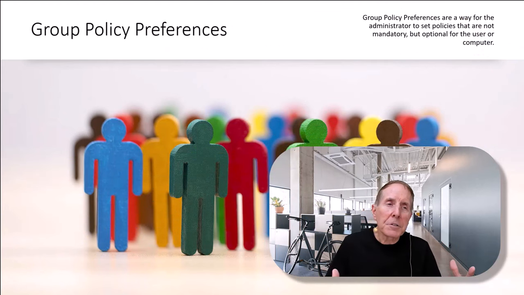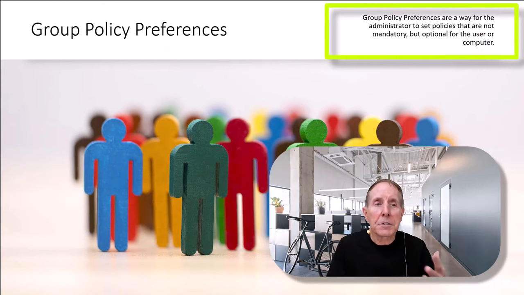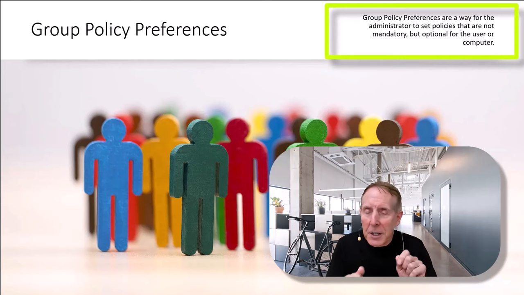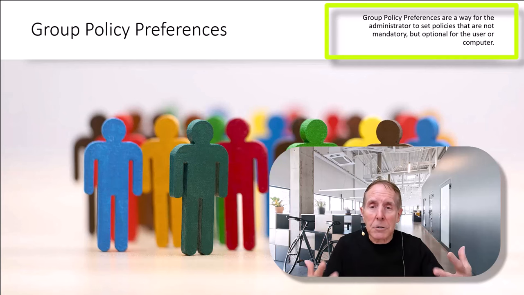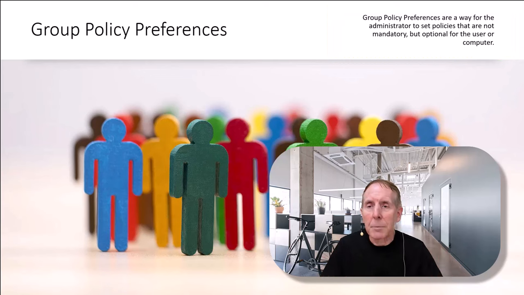Group policy preferences are a way for an administrator to set policies that are not mandatory. The user can change them. In other words, they may launch a software package and it has a certain look and feel, or Windows has a certain look and feel. If it's a group policy preference, they can actually go in there and change it. If it's a group policy, they're most likely not going to be able to change it.